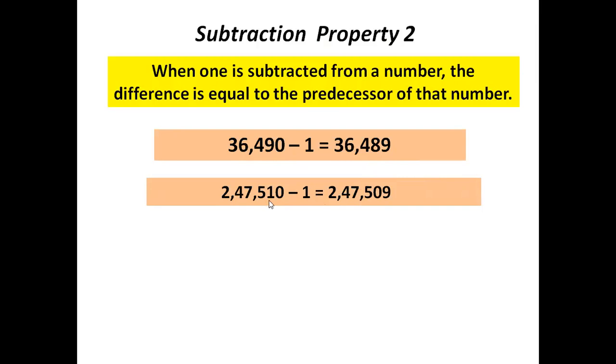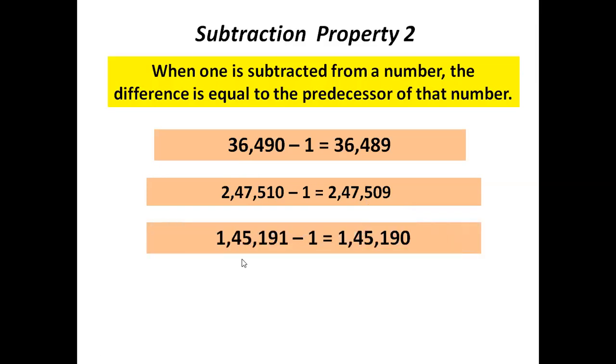2,47,509. What comes before 510? 509. Easy? Yes. And the last example is 1,45,191. Here 1 minus 1 will give you 0. 191. 91 minus 1 gives us 90.